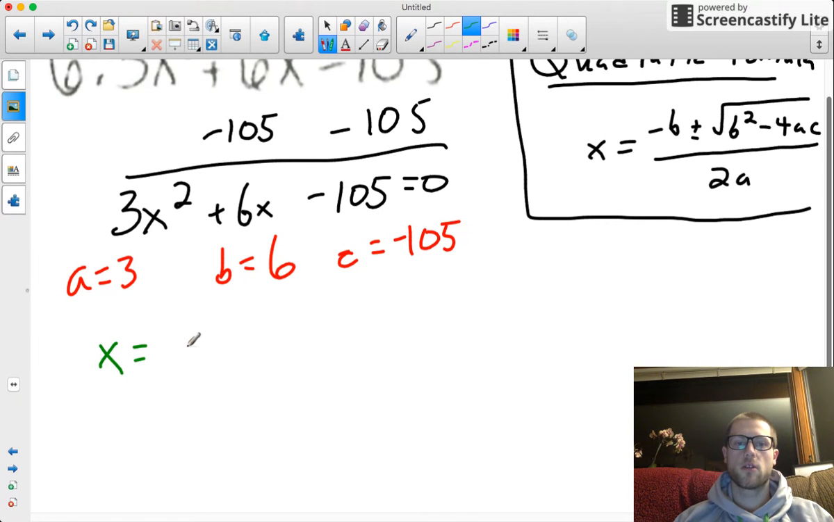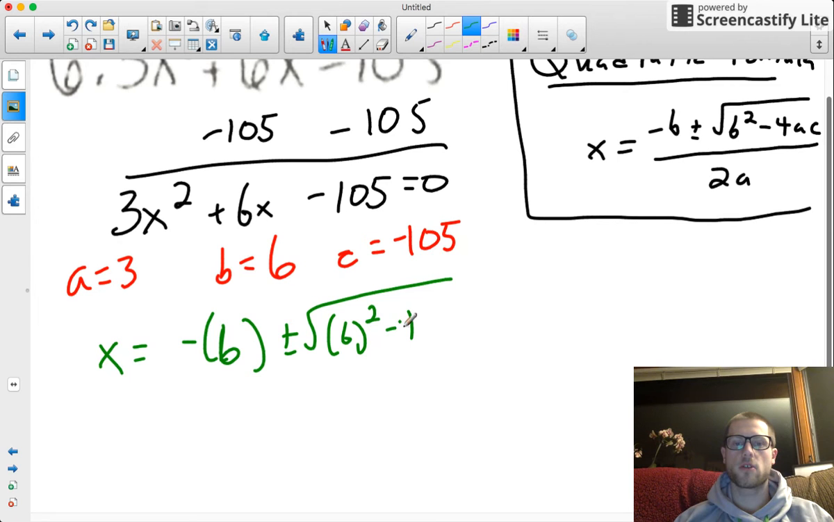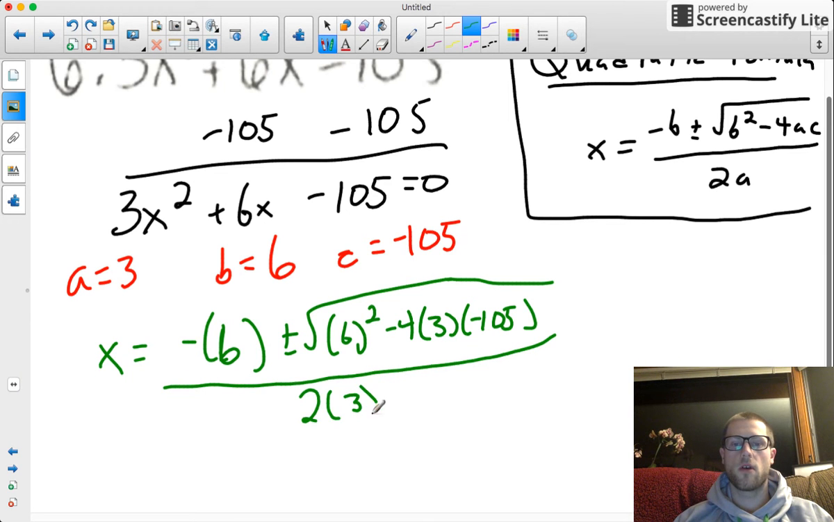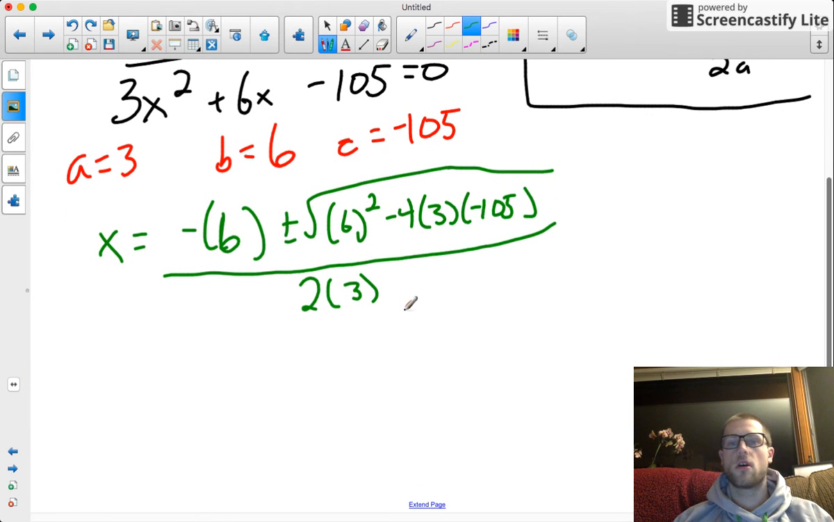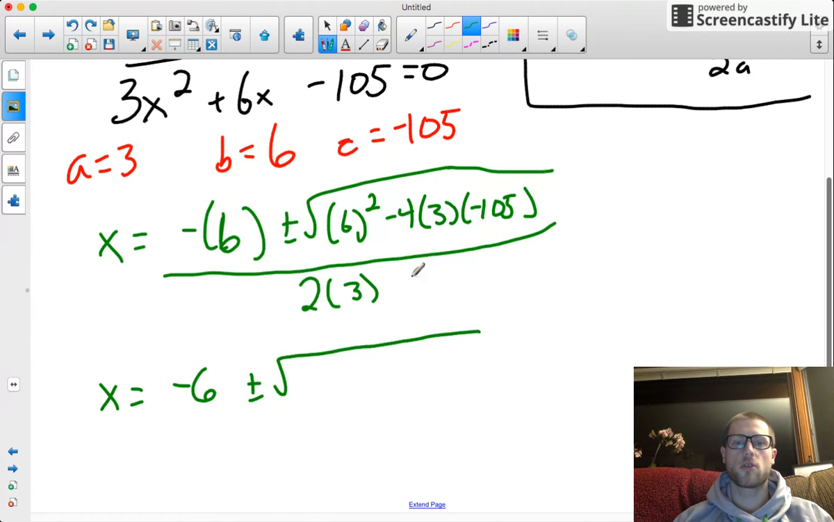Here we go. x equals negative b plus or minus the square root of b squared minus 4ac all over 2a. Great. All right, so everything's plugged in. At this point, we are just evaluating, cleaning stuff up here. So first thing I want to do is take that negative b, so that's a negative 6, plus or minus the square root of, this is 36, and then multiplying all of those things together, that's 12 times 105.